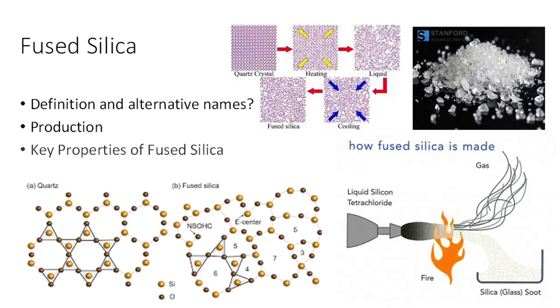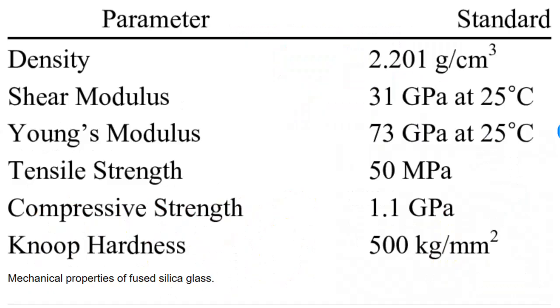Low thermal expansion. Fused silica has an exceptionally low thermal expansion coefficient of around 0.5 × 10^-6 per Kelvin, which is several times lower than typical glasses. This low thermal expansion is crucial in applications where dimensional stability under temperature range is important.